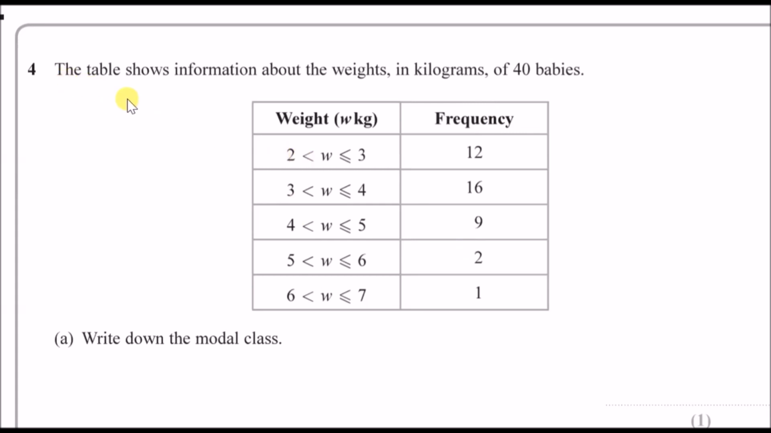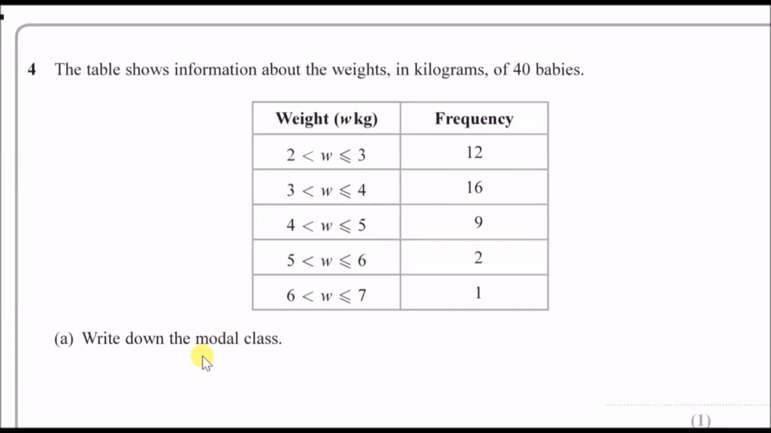Okay, number 4. So the table shows information about the weights in kilograms of 40 babies. Okay, so here's your weights. So this table is trying to tell us that for babies that weigh between 2 and 3 kg, there's 12 of them. Whereas on the last class, there's only one baby between 6 and 7 kg. Okay, cool. Now, write down the modal class.